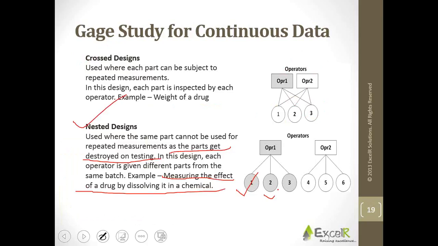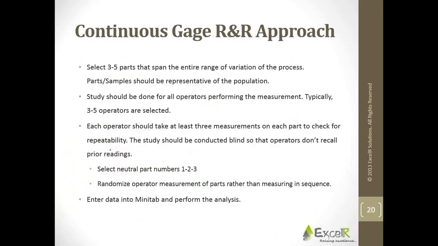Hence, operator 1 is given different parts. Right, and operator 2 is given different parts. Same part you cannot do it because it's destroyed. That part will be destroyed. Yep. So continuous gauge RNR approach. Select 3 to 5 parts that span the entire range of variation of the process.